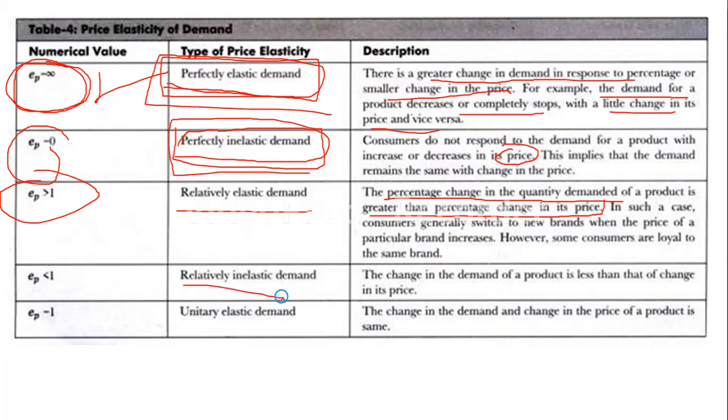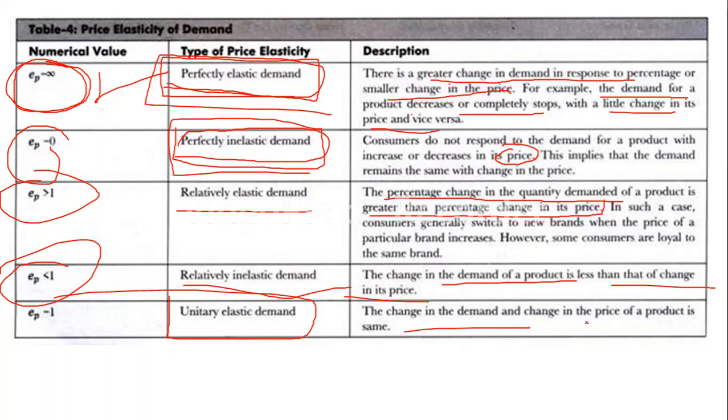Next one is relatively inelastic demand. Here the change in demand of a product is less than the change in its price. So the change in demand is less than the change in price. So it is known as relatively inelastic demand. In this case the price elasticity of demand is less than 1. The next one is unitary elastic demand. In the case of unitary elastic demand, the change in demand and the change in price are both equal. In this case elasticity of demand is equal to 1.